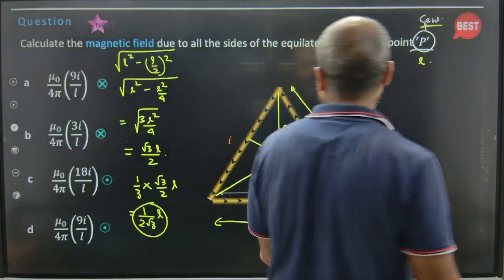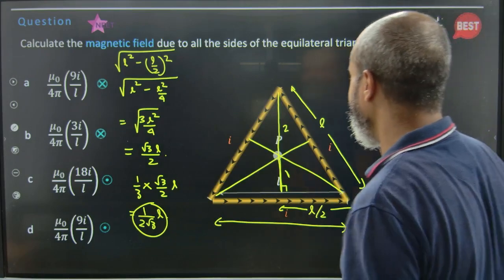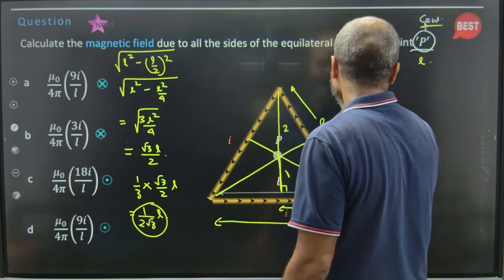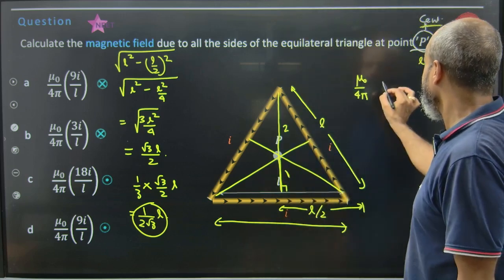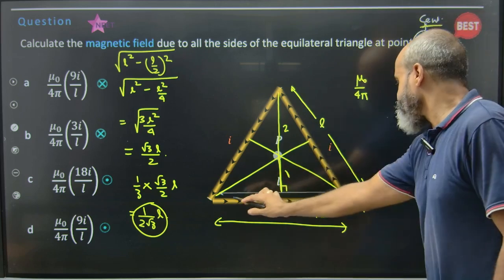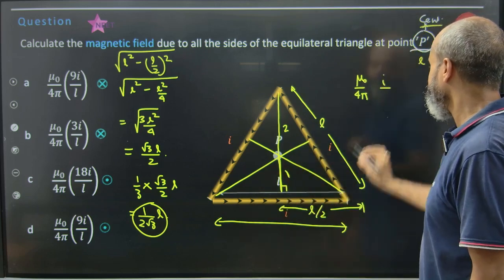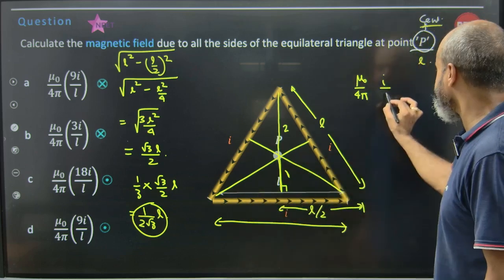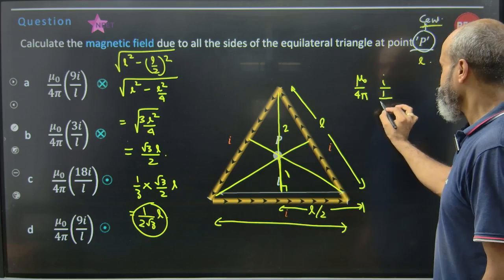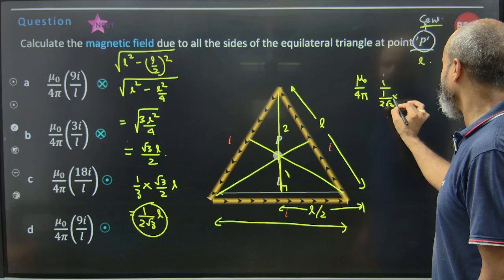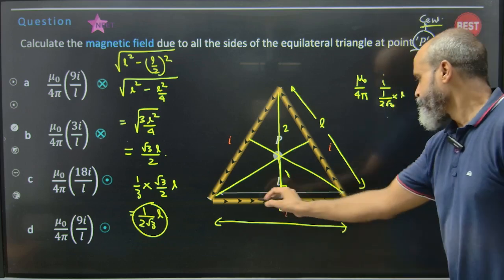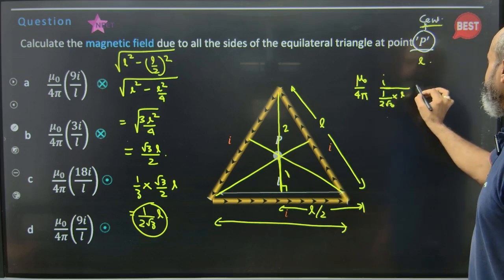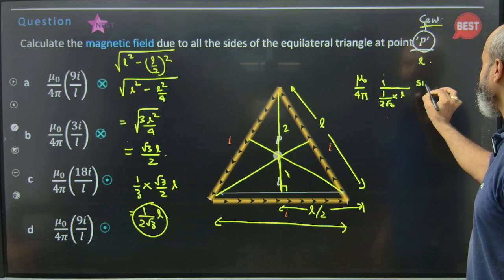So let's now calculate the magnetic field. The magnetic field will be mu naught by 4 pi, this is current I, and this is the distance, that is 1 by 2 under root 3 into L. So I by A into sine phi 1.